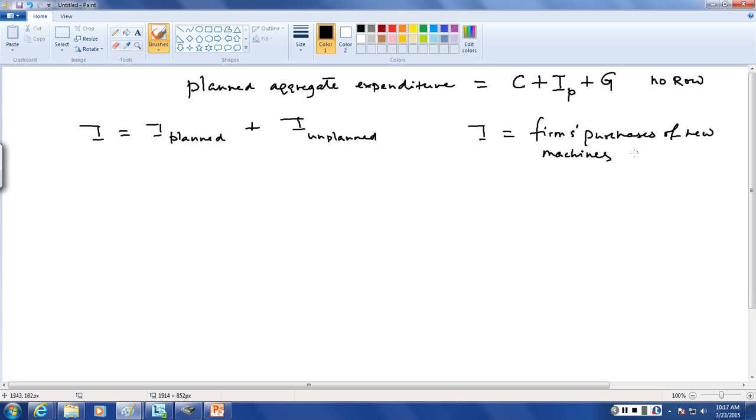So it's firms' purchase of new machines plus changes in the value of firms' stocks of inventories. Now, what exactly is inventories? Somebody? What does that mean, the word inventory?